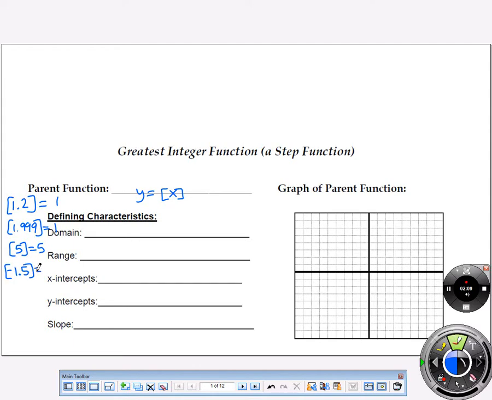What if it was negative 1.5 that was inside the bracket? Negative 2. Good job, Sophia. Because negative 1 is actually bigger than negative 1.5, right? Yeah, got to think number line style, okay? So if you struggle with that, literally think about a number line. Here's the number they gave you, negative 1.5.